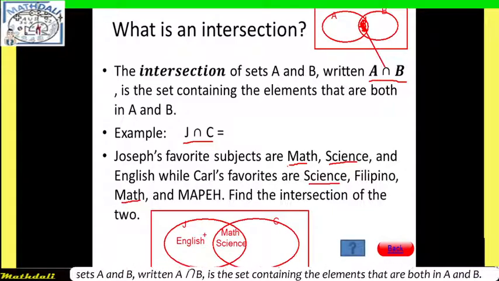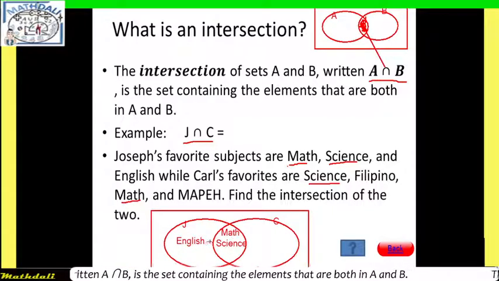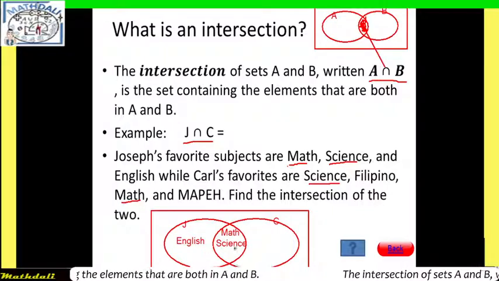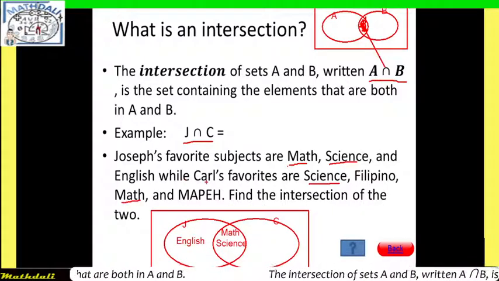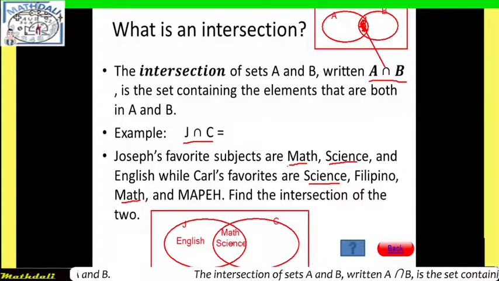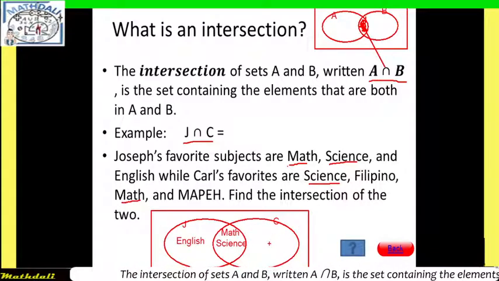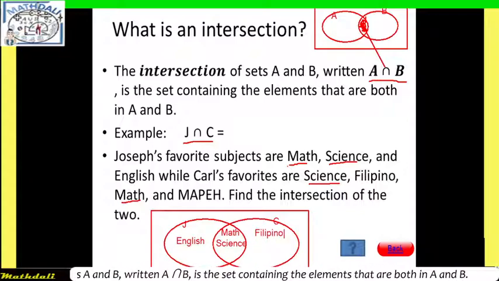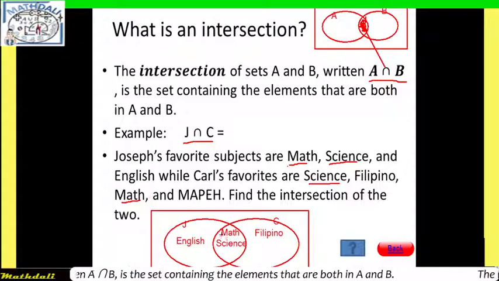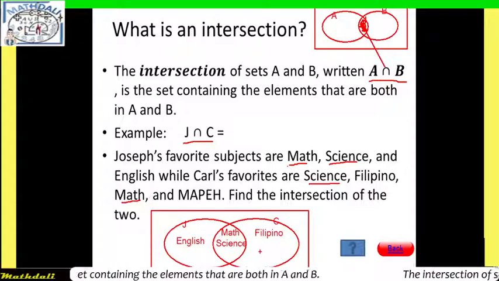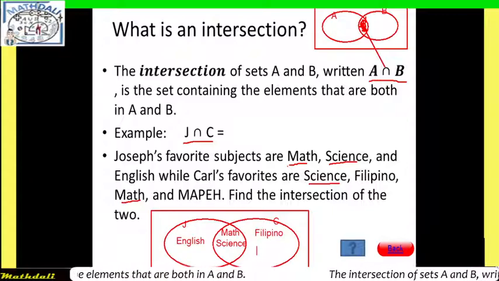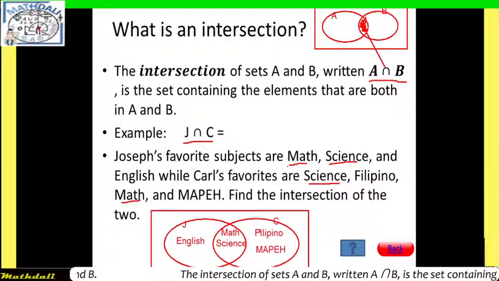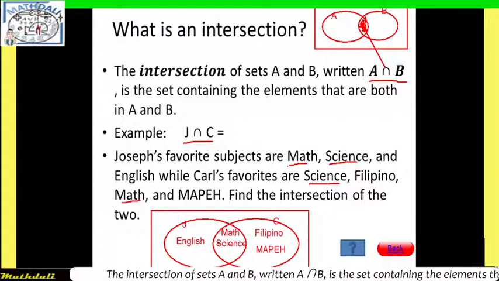Okay, meron pa ba? Kung wala na, iyan lang. So iyan ang mga favorite subject ni Joseph: math, science, and English. Then we also have the favorite subjects of Carl. Ito iyon: science, Filipino, and math. Dito na. And we also have MAPE. Okay, meron pa ba? Kung wala na, so ayan na. Ito ang mga favorite subject ni Carl.